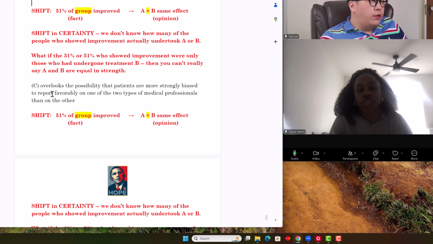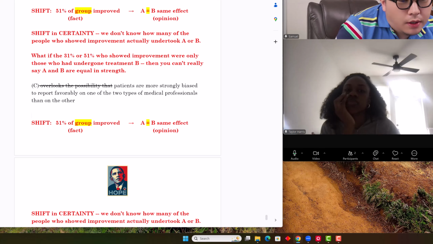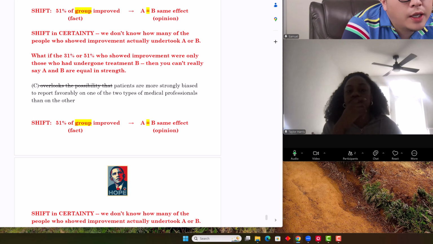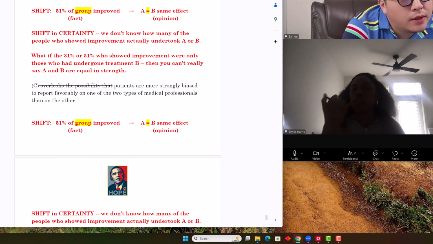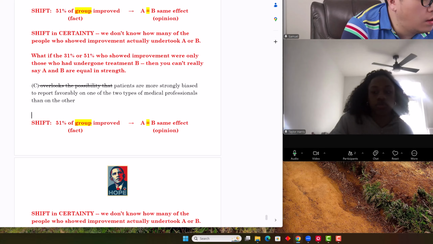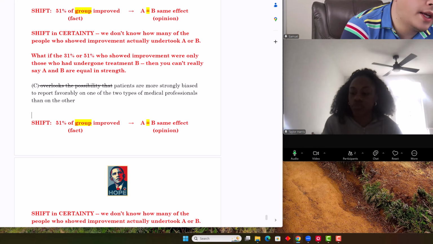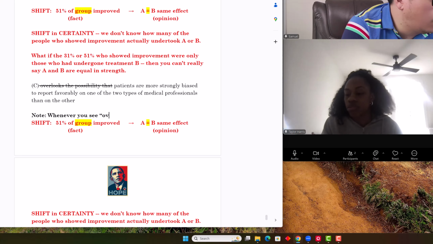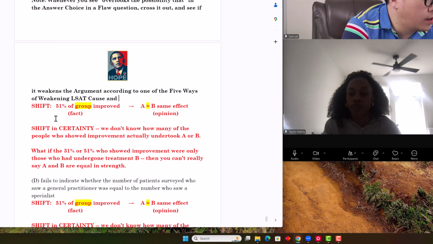C, please. "Overlooks the possibilities..." Okay, so hold on. Whenever you see "overlooks the possibility," you cross it out. I figured this out because I took a prep test over 500 times, over 3 years, and I was trying to understand the mechanism. So when you do that many times, you see patterns. It's a whole universe. This is just for flaw questions. Whenever you see "overlooks the possibility," it is, according to one of the LSAT cause and effect patterns.